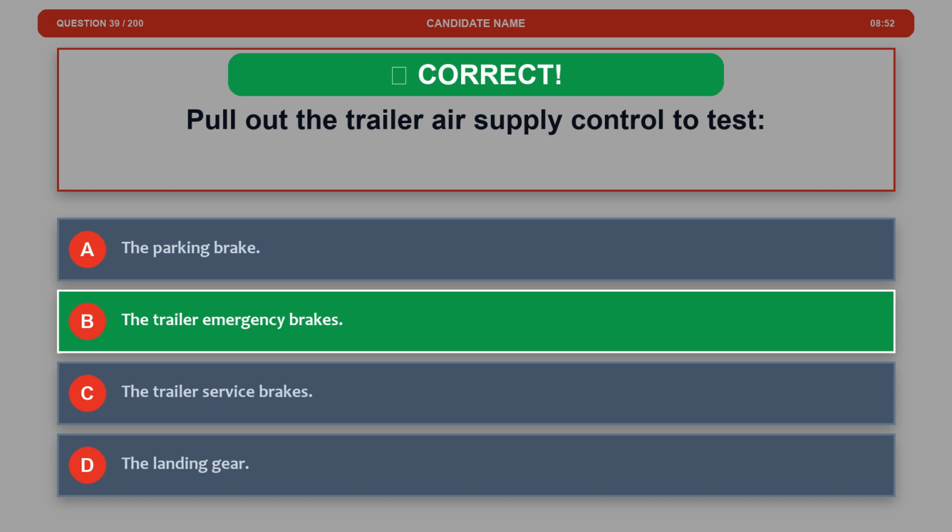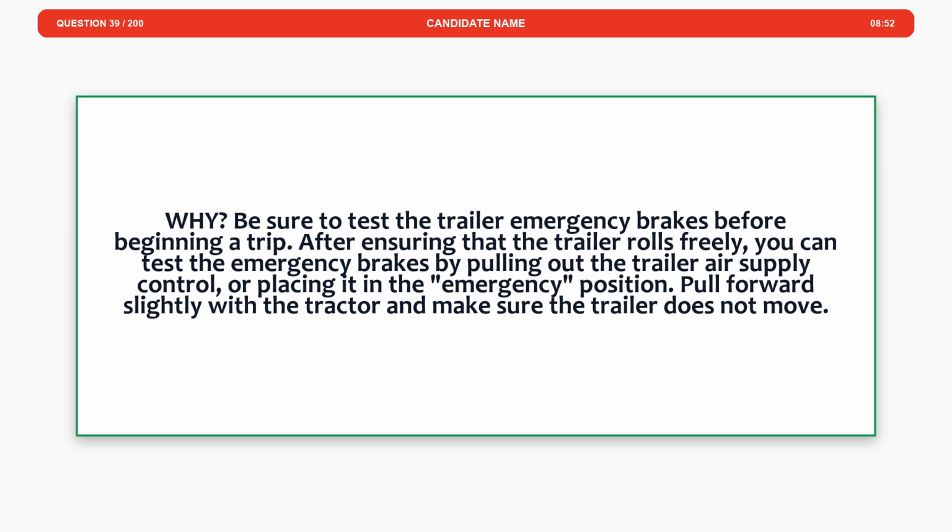The correct answer is option B, the trailer emergency brakes. Explanation. Be sure to test the trailer emergency brakes before beginning a trip. After ensuring that the trailer rolls freely, you can test the emergency brakes by pulling out the trailer air supply control or placing it in the emergency position. Pull forward slightly with the tractor and make sure the trailer does not move.